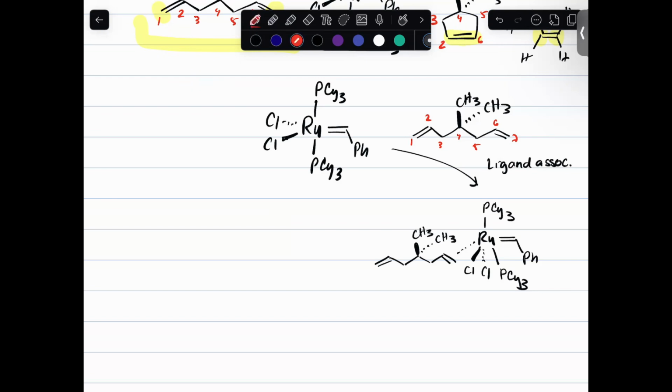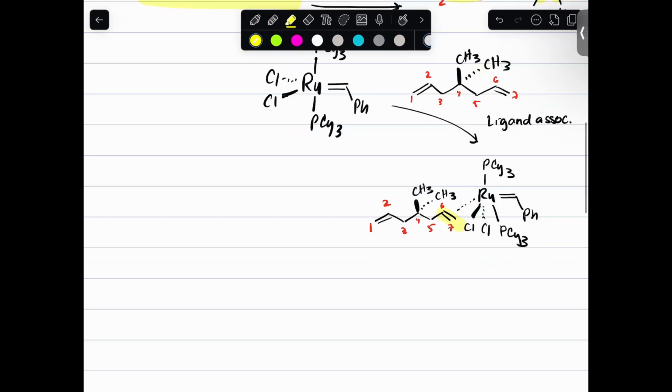Again, I'll continue to number it. I chose the double bond on the right of my starting material. If you want to choose the double bond on the left, that's perfectly fine. I just chose this bond. We are now at 18 electrons. Nothing else can be added to this ruthenium, right? It's saturated. We started with a 16 electron system.